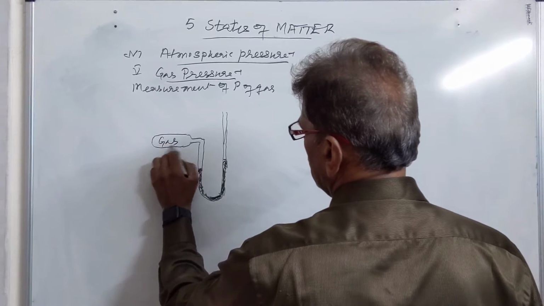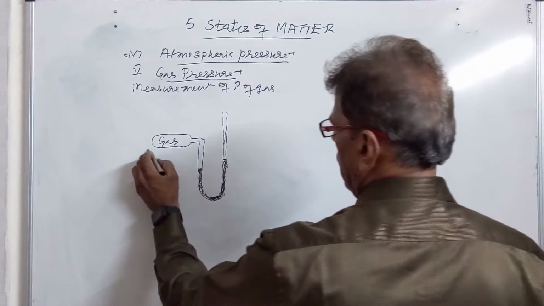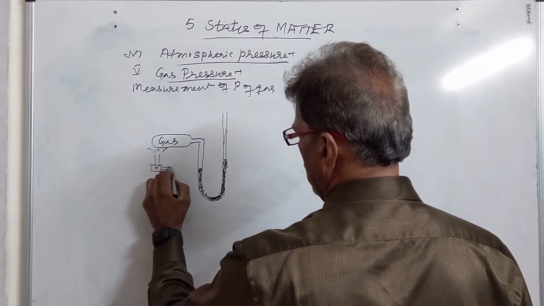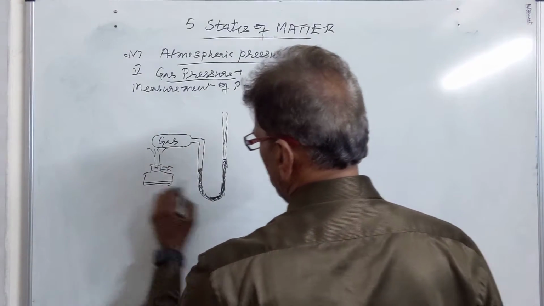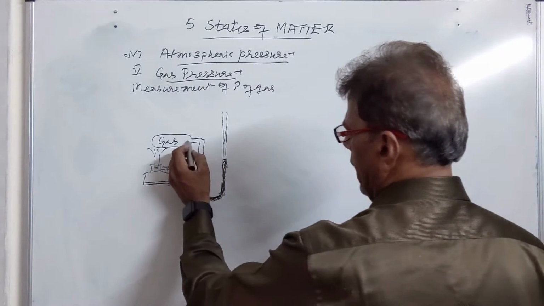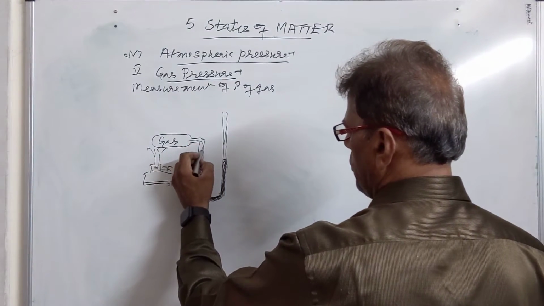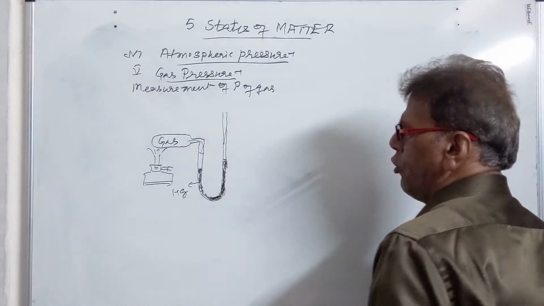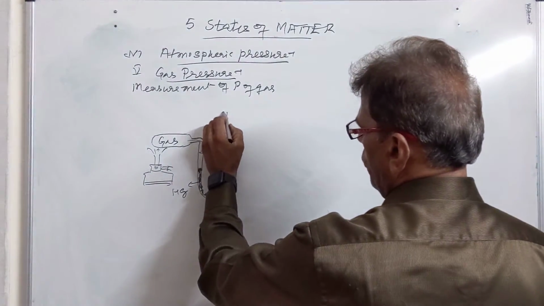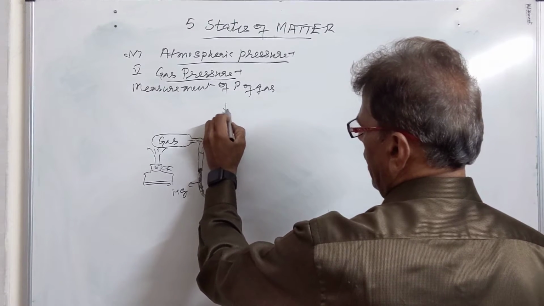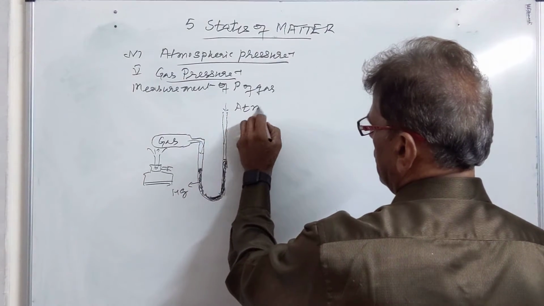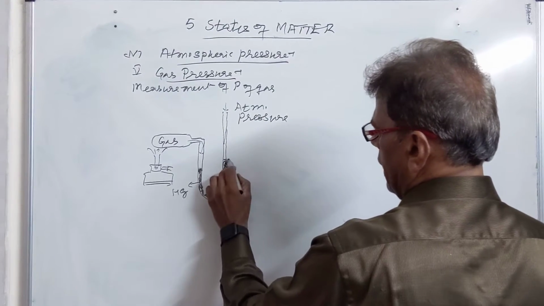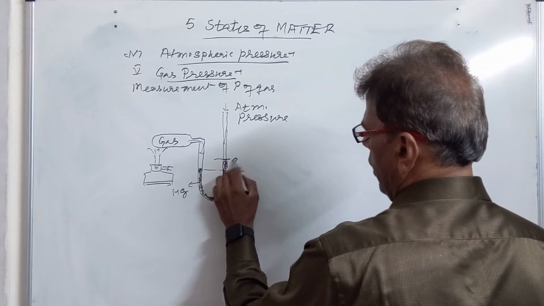This is the gas sample taken here. If gas is heated slightly, then definitely the temperature of the gas increases and its pressure will also increase. And these gas molecules will start pushing the mercury in the other limb of this tube. Now this tube is open from the upper side, so atmospheric pressure is also acting on this mercury. So in this case, what is the difference between these two levels?